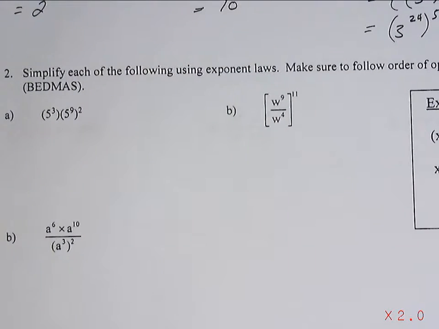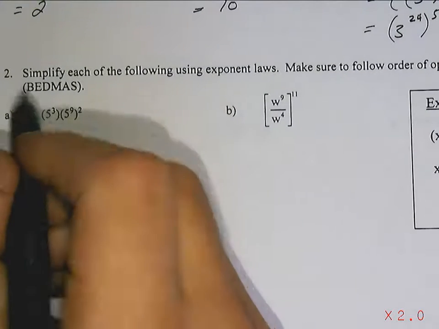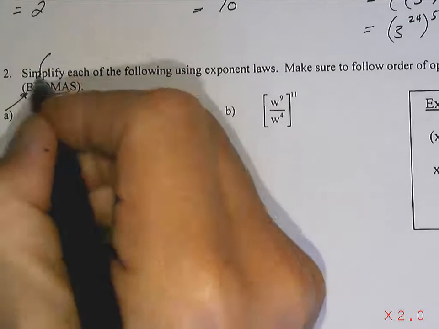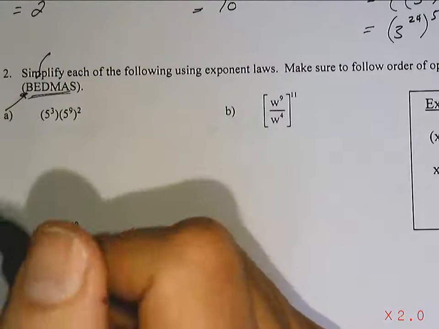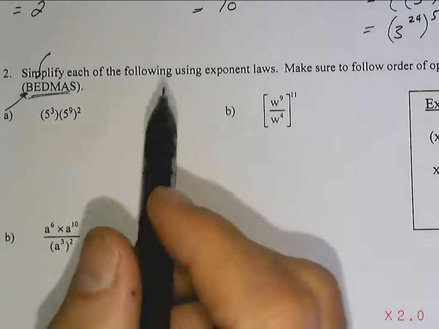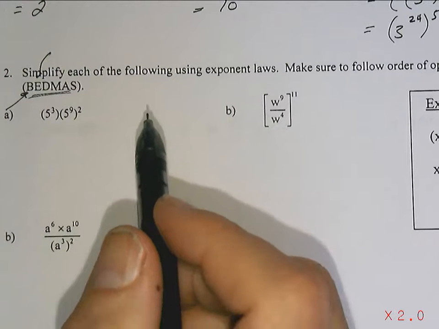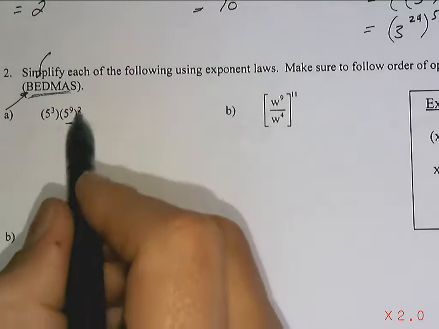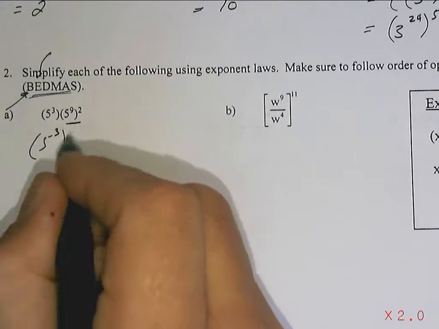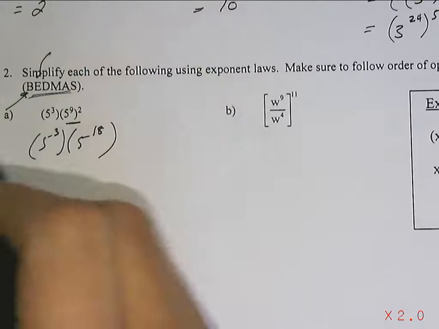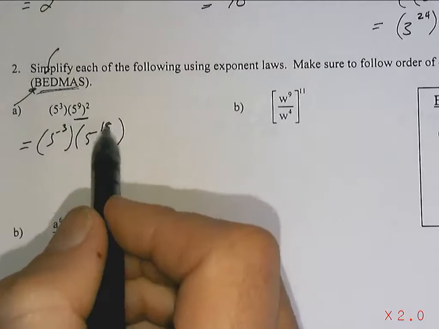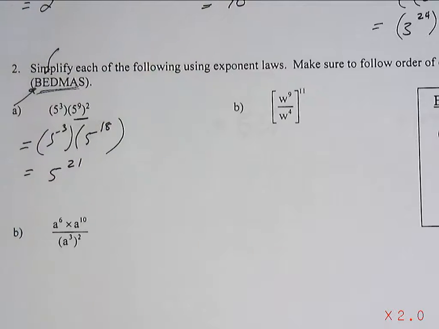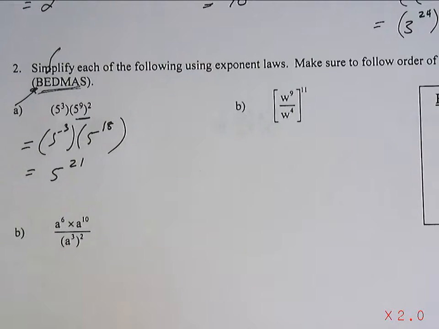Let's take a look at how we might do something like this. Now we have to be sure that we follow the rules of BEDMAS. BEDMAS says to do brackets, exponents, division and multiplication in the order that it appears from left to right, and addition and subtraction in the order that it appears from left to right. So here's my exponent part. So it's going to be 5 to the 3 times 5 to the 18. So I did the first rule. The second rule now is to add those two, and we're going to get 5 to the 21. That was exciting.